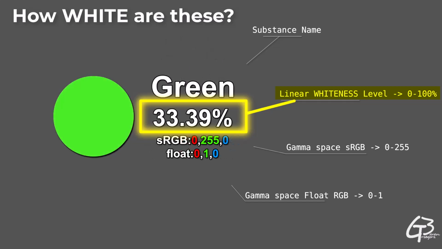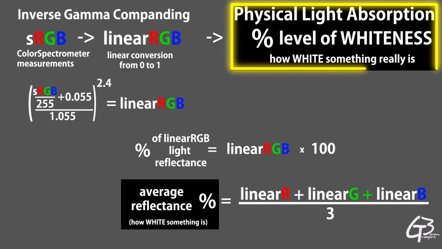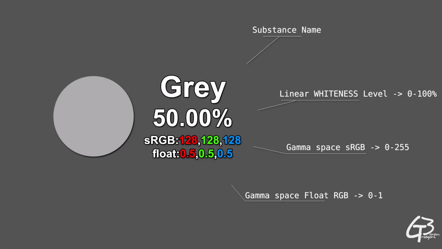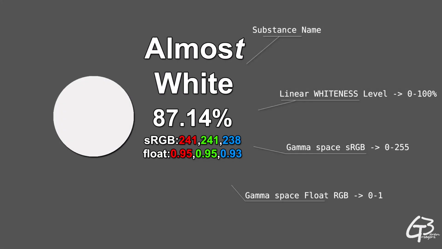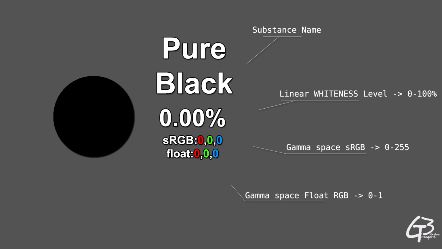Since the color spectrometer outputs values in gamma space, to make whiteness linear, we have to convert them back into linear space, which I did with this equation. The higher the value, the brighter the substance is. 100% of whiteness means ideal white with no absorption at all, while 0% of whiteness would mean pure black.